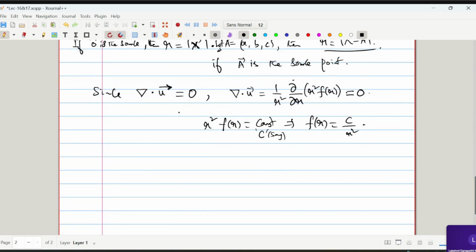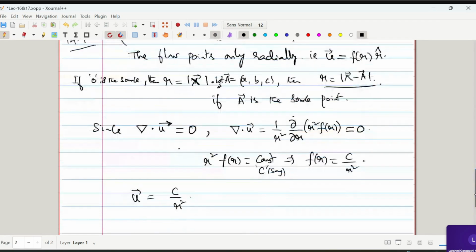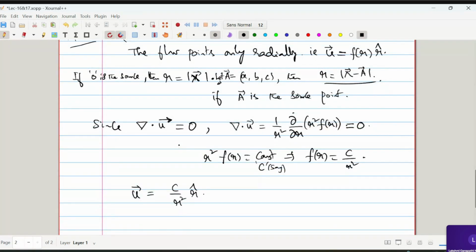Okay, now what happens? Your flow vector now, what do you get here? So what is that you have? C by r squared into r cap, right? That's what you have. This is the flow.